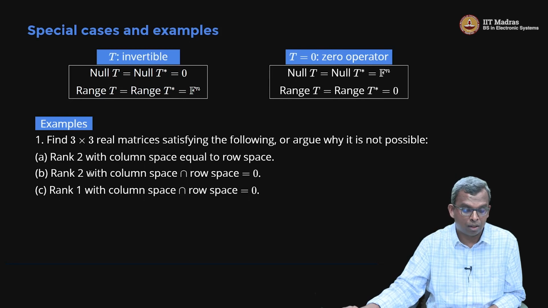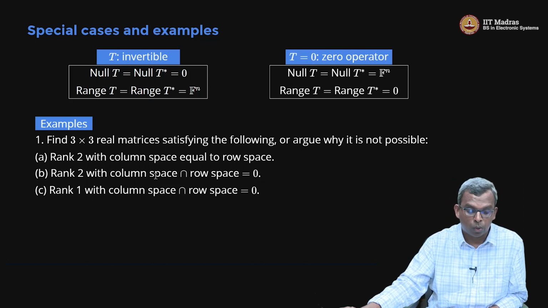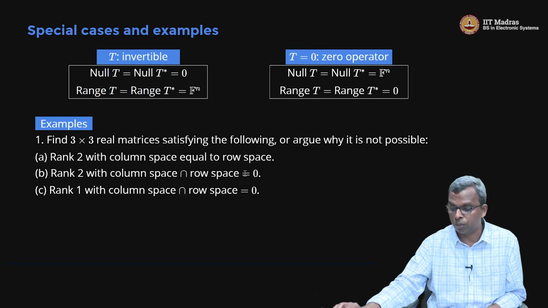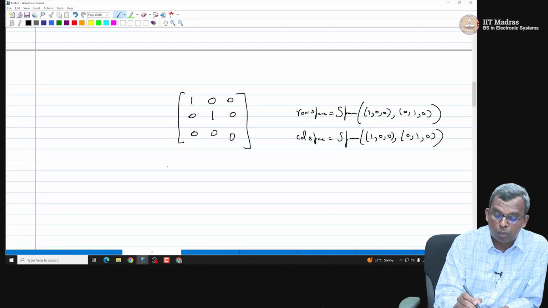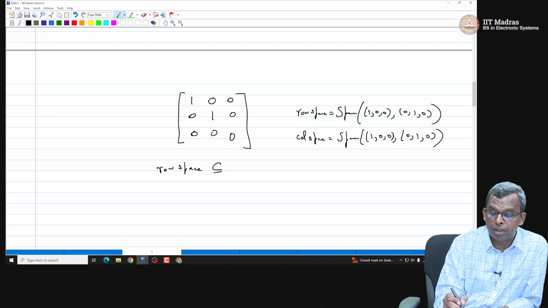Now here is another more complicated example. You have to come up with a rank 2 matrix with column space intersect row space equal to 0. Okay, so rank 2, and column space and row space have no intersection except at 0. Okay, so this is an interesting little criterion. See, row space is a subspace of R3, isn't it? And column space is a subspace of R3.